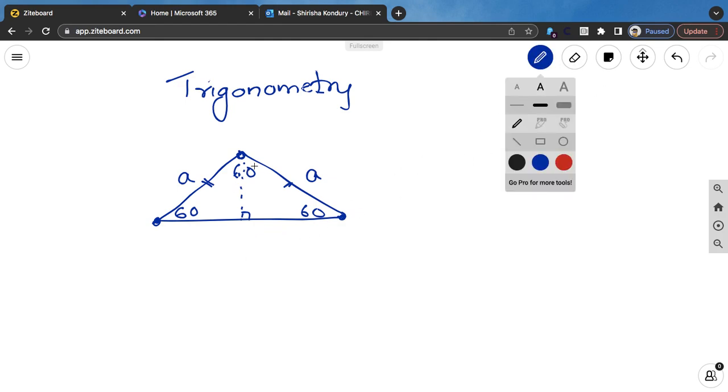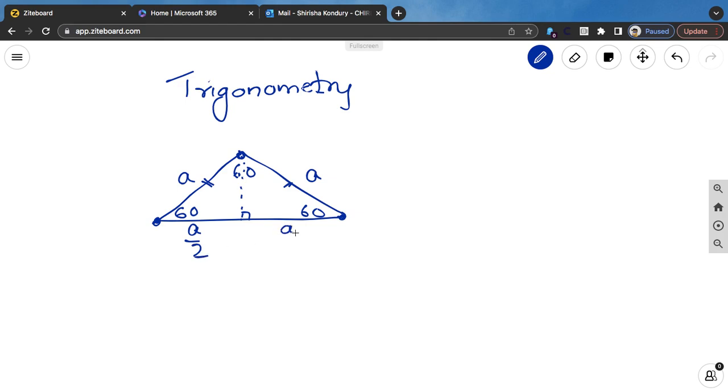So which means this point will divide the opposite side into two equal parts. It will also bisect the angle through which it is passing and make it 30 each. So what we now have after drawing the perpendicular is a 30, 60, 90 triangle with the hypotenuse as A and the side opposite to 30 as A by 2.